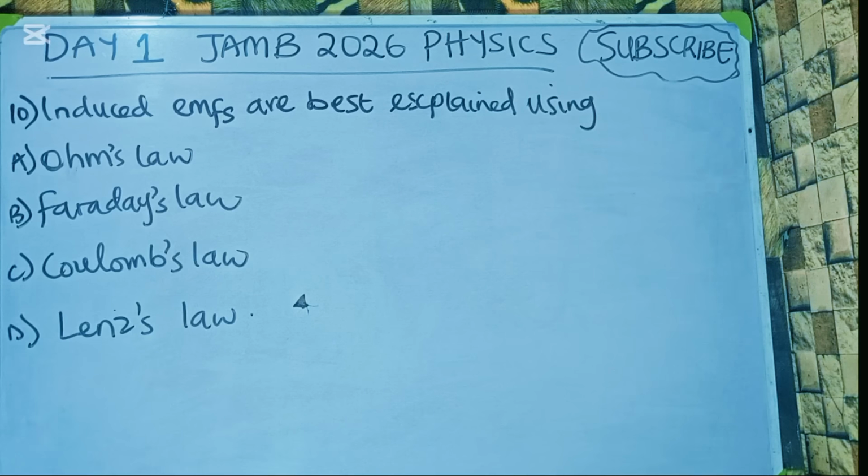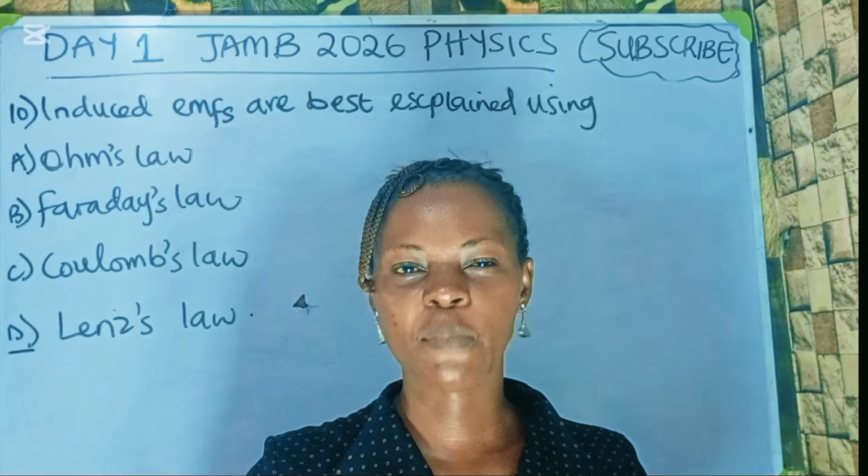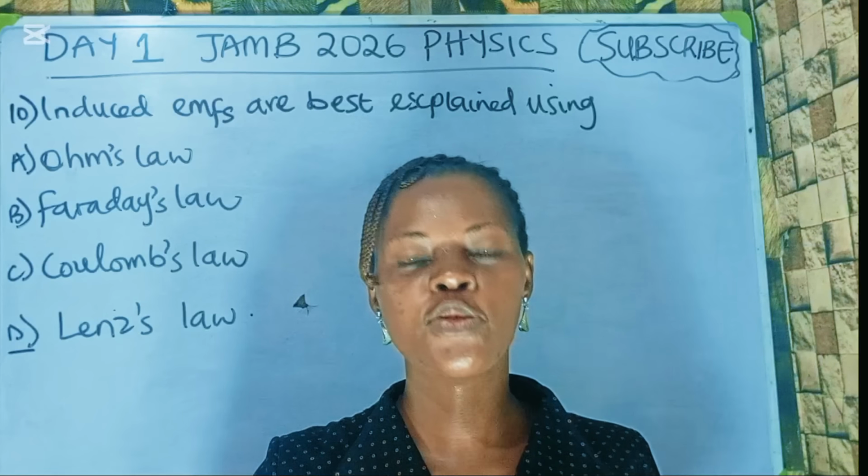Question 10. Induced EMF is best explained using option A, Ohm's law, option B, Faraday's law, option C, Coulomb's law, option D, Lenz's law. So the correct option to this question is Lenz's law. And also note that Lenz's law explains the conservation of energy, in case you are asked.